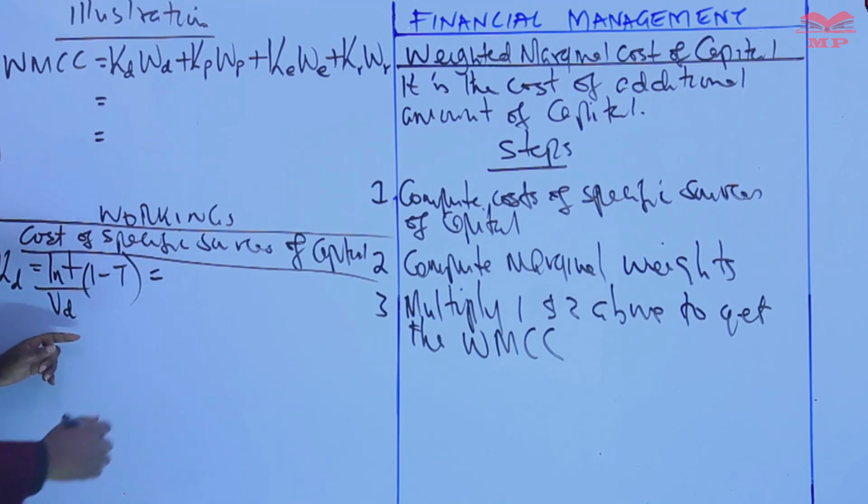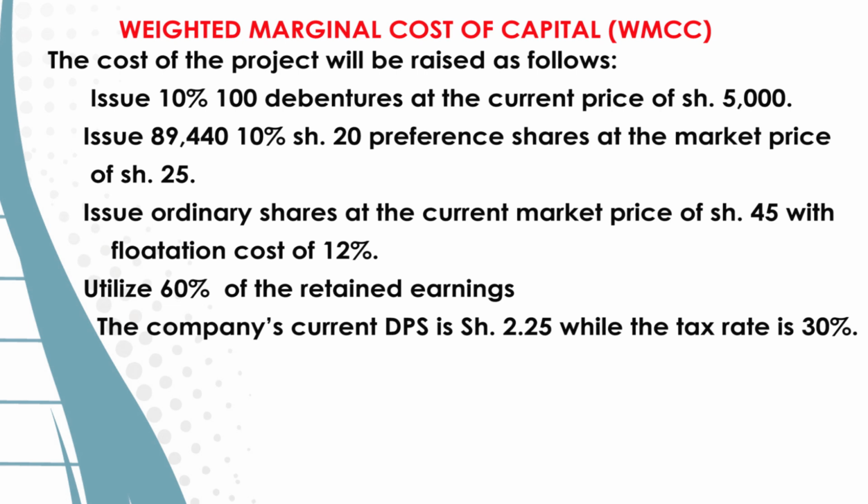So this will be equal to the interest. What will be the interest? Please take us to the question. The interest there is 10%, and the percent is applied on the par value. The par value of that debenture is 100 shillings. So it's going to be 10% times 100. We divide by the market value of the debenture. What is the market value of the debenture? Issue 10%, 100 debentures at the current price of 5,000. So it's 5,000.